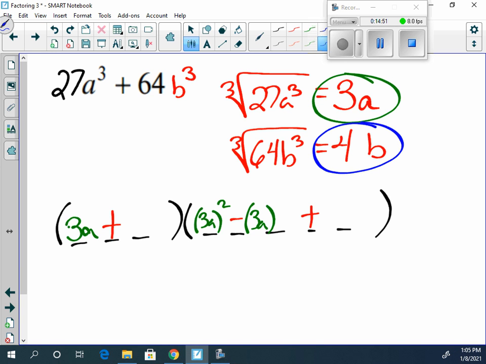And now we'll look at 4b. So 4b will go here. Here we would have 4b to the 0. Our middle spot would just be 4b. And lastly, we'll have 4b squared. Any questions on any of this here so far? You good? Okay.